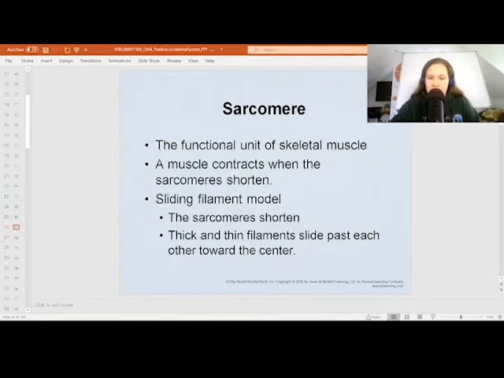The sarcomere is the functional unit of a skeletal muscle. A muscle contracts when the sarcomeres shorten. This is the sliding filament model: the thick and thin filaments slide past each other towards the center.